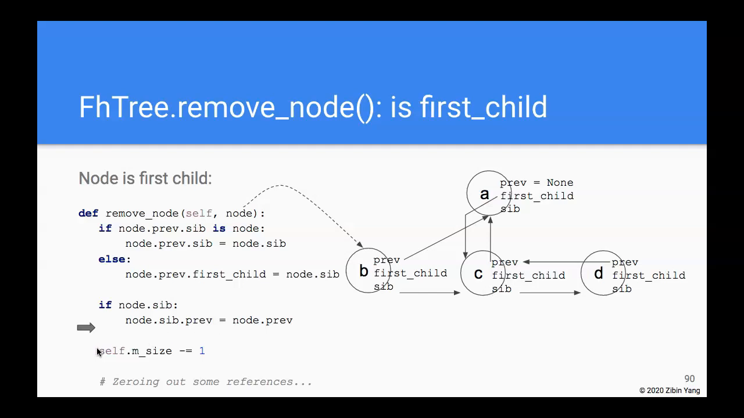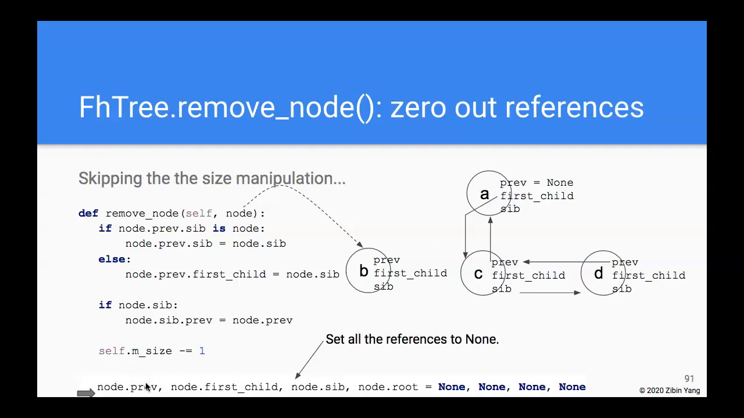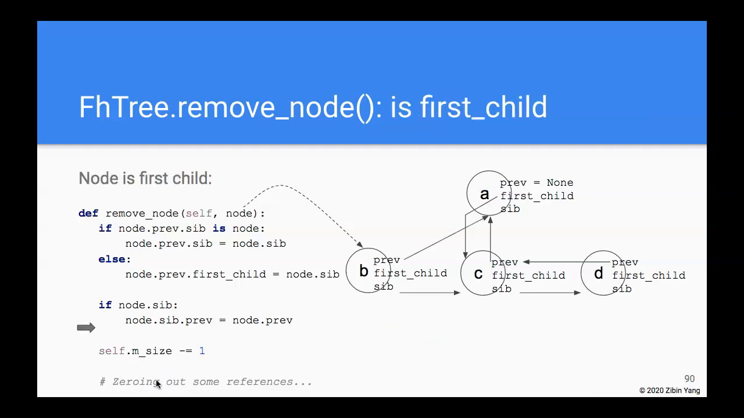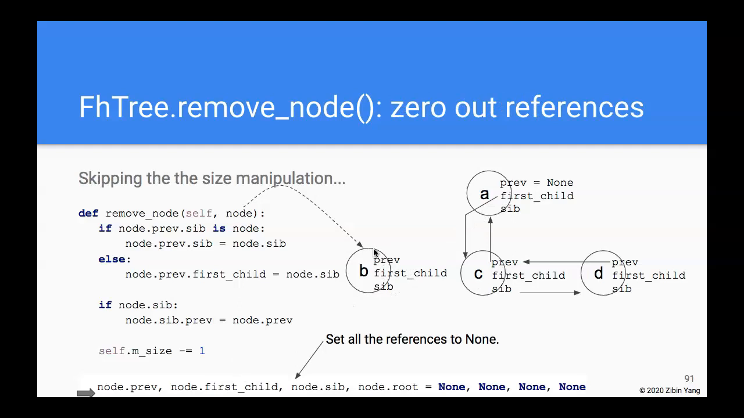Now, next, I'm actually going to skip the size for now because, believe it or not, it's a little more complicated. So I'm just going to skip to this last line, where it says it's just zeroing out a bunch of references. That's because we want to remove this node from the tree, but this node is still pointing to some nodes in the tree. Well, we should set all of those references to none.